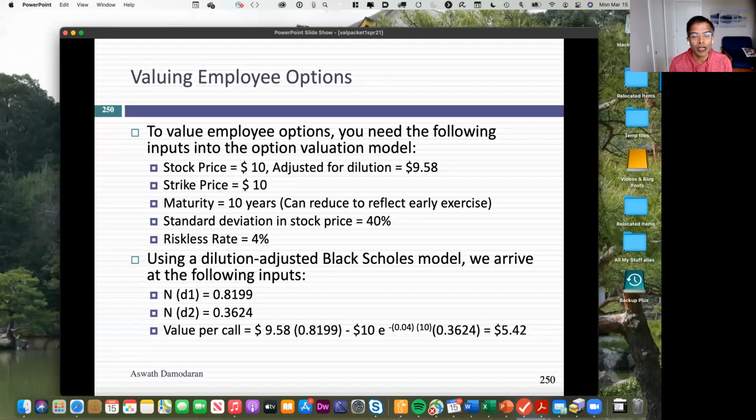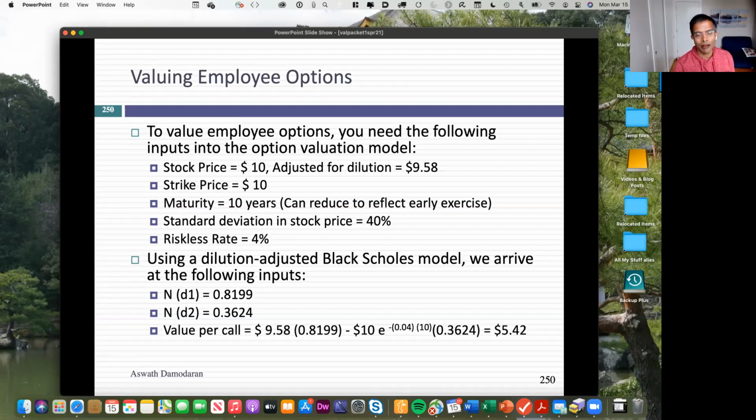Instead of using the current stock price as the S in the model, I'm going to adjust the current stock price for the fact that if these options get exercised, the stock price will immediately drop. So it's built into the model. What I do is adjust for dilution. Instead of using the $10 current price, I use the 9.58.